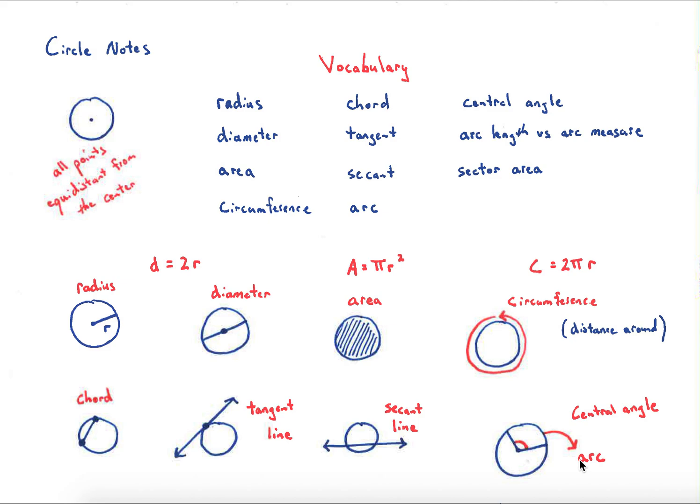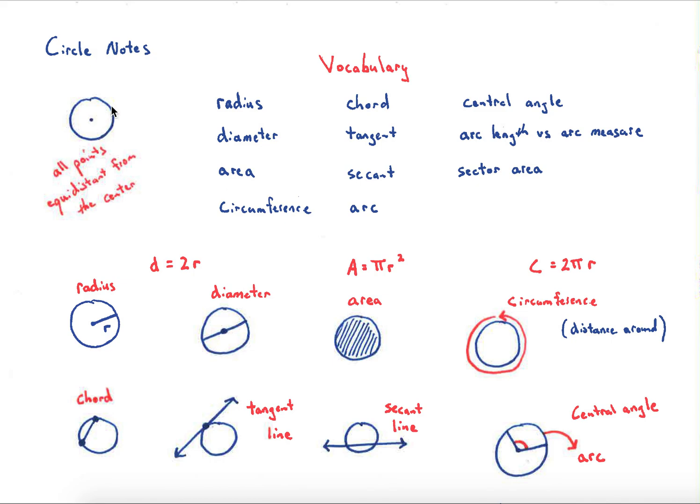This unit is all about circles. So the first thing we're going to do is talk about some vocabulary. First of all, the definition of a circle is all points that are equidistant from some center. The two main properties of a circle are that it has a center point, so you have to define where the center is, and then you have to define the radius.